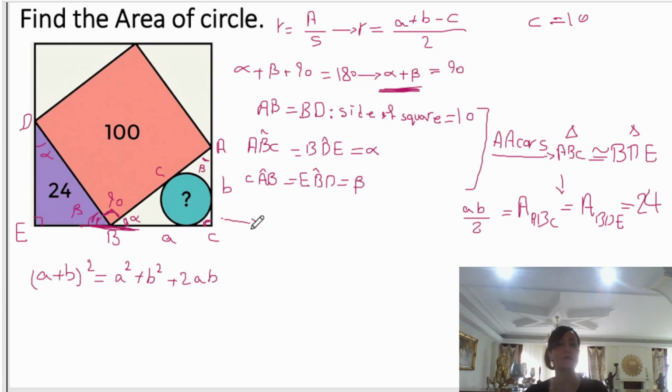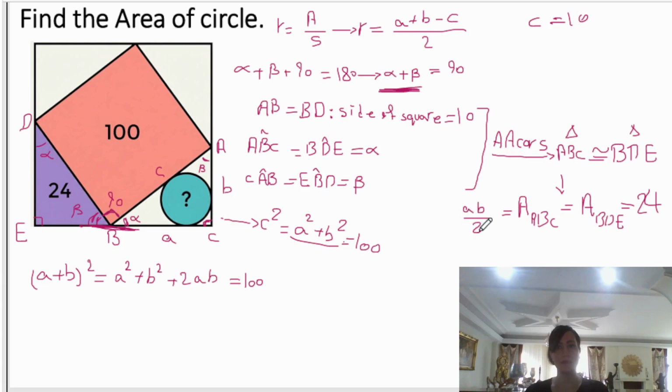So I can use the Pythagoras theorem. That's c to the power of 2, which is hypotenuse to the power of 2, equals this side to the power of 2, a to the power of 2, plus b to the power of 2. Am I right? So a to the power of 2 plus b to the power of 2 gives me c to the power of 2. I know the value of c. The value of c is 10. So c to the power of 2 equals 100. So instead of a to the power of 2 plus b to the power of 2, I will write 100.